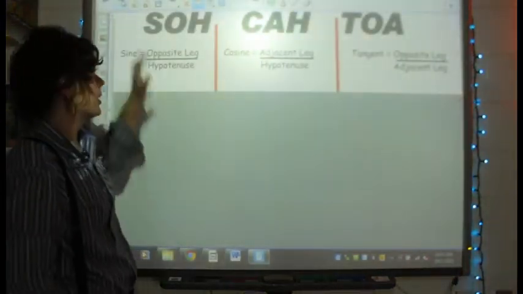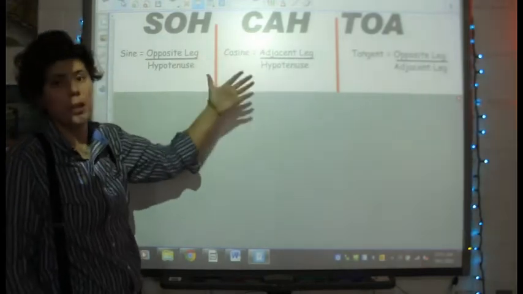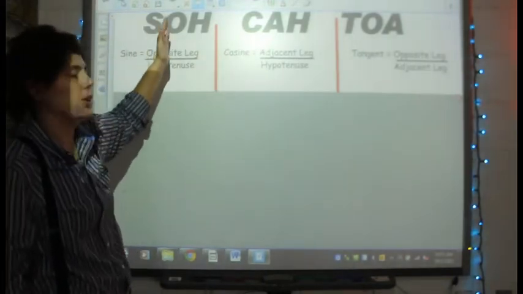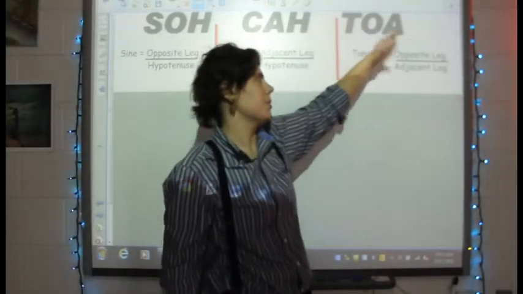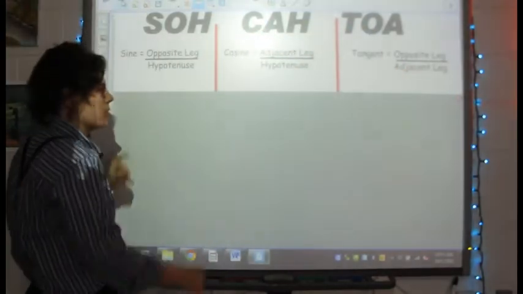Alright, for those of you who are unaware, SOHCAHTOA, it's only useful if you spell it correctly. Sine is opposite over hypotenuse, cosine is adjacent over hypotenuse, and tangent is opposite over adjacent. Here we have our three basic trig functions.